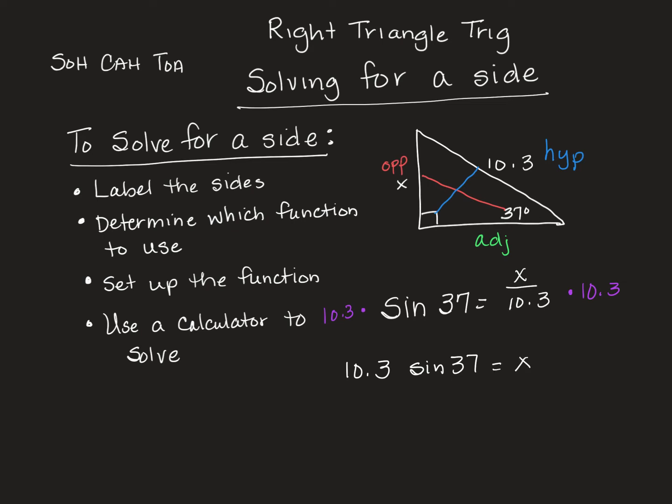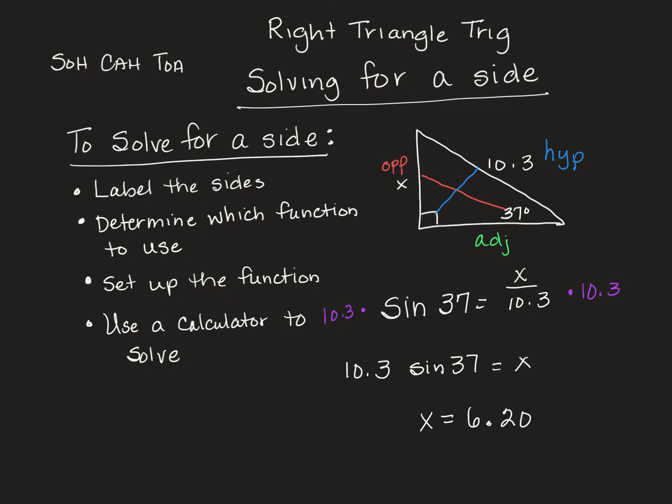You're going to plug that into your calculator just as you see it. You're going to do 10.3, then sine. Just hit the sine button, do nothing else. 37, close your parenthesis, and hit equals. And you're going to tell me that x is equal to 6.1, let's call it 6.2 because that's 198. So it rounds to 6.20.